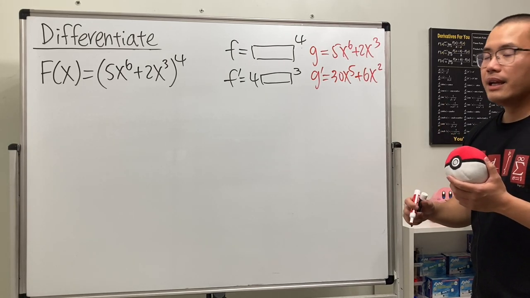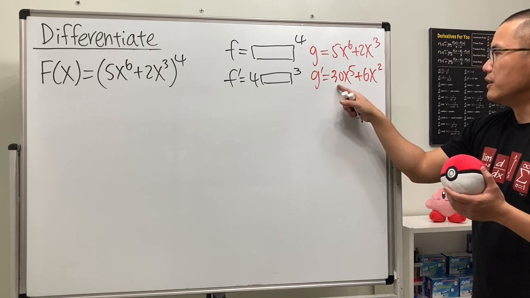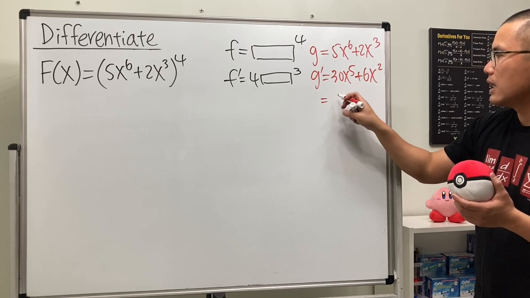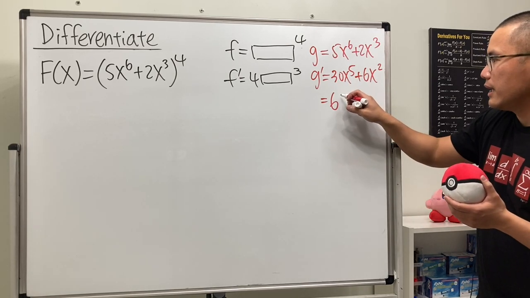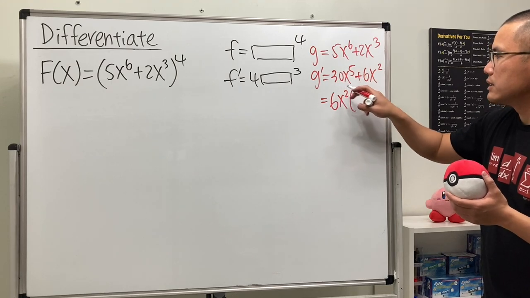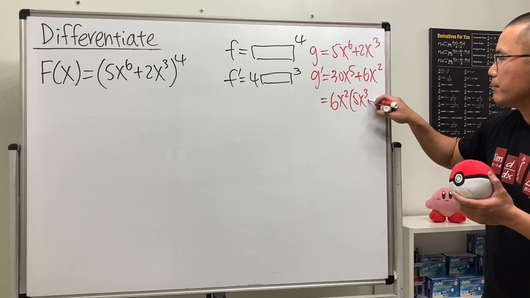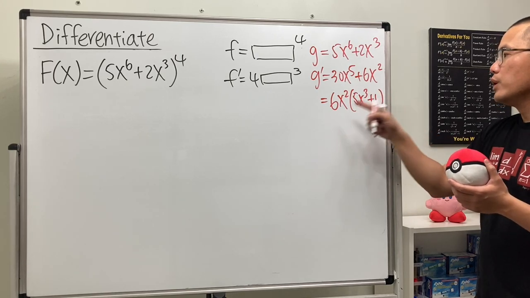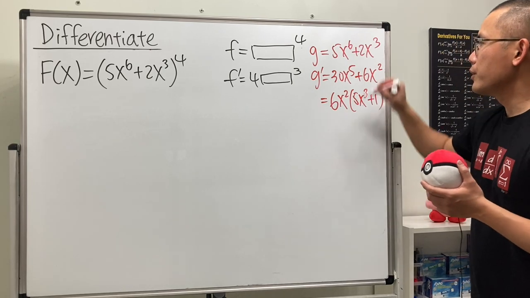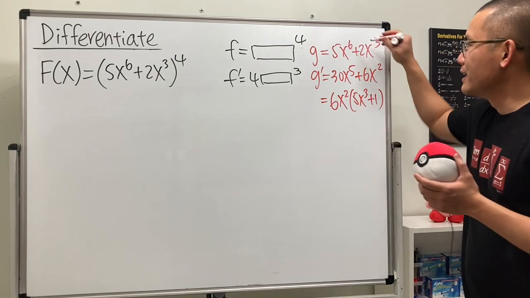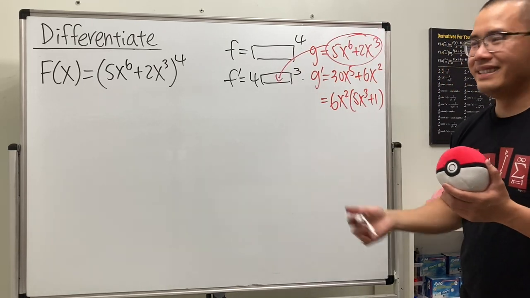All right? And notice that, in fact, here we can factor things out. Like we have 30 and also 6, so we can factor out a 6. And then x to the 5th, x squared, we can factor out x squared. So we were left with 5x to the 3rd power plus 1. So we'll be using this right here for the g prime. Okay, good. And then this is where the magic happens. We are going to put this in the box, and then we multiply. And that will be the answer.